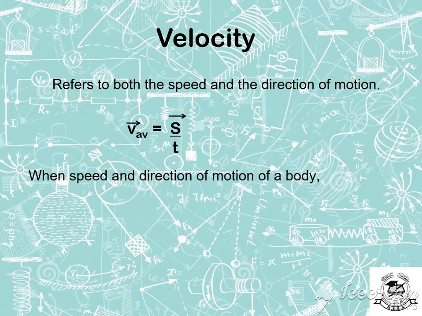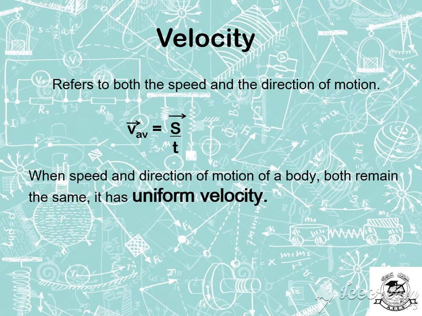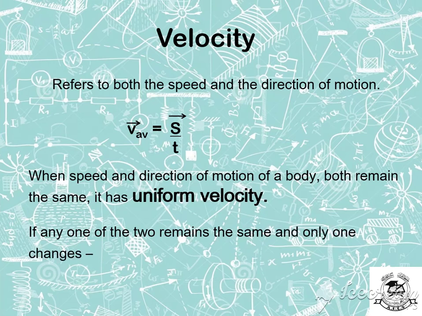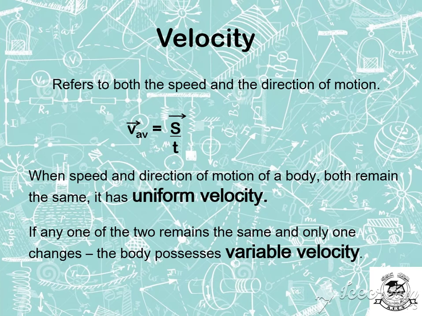When speed and direction of the motion of a body both remain the same, it has uniform velocity. But if any one of the two remains the same and the other one changes, the body will possess a variable velocity. Like if it travels in a straight path but the speed is changing, the velocity will be variable. Similarly, if the body is moving in a circular path, so the direction is changing with the same speed, it will again be a variable velocity.